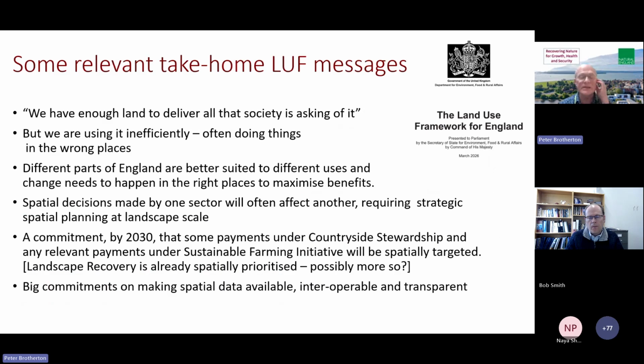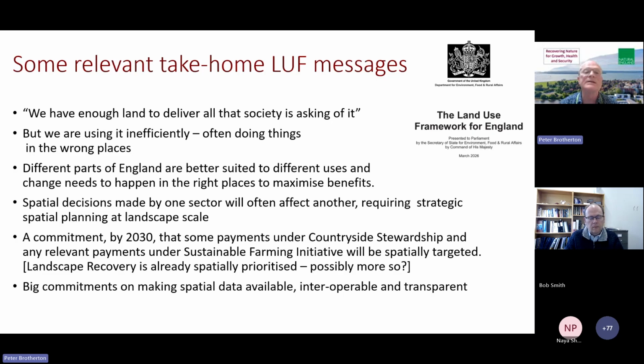Here are some take-home messages. Perhaps optimistically, but perhaps you would expect a government framework of this nature to say that, it asserts that we have enough land to deliver everything that we need of it. It doesn't say we'll go to 100% food security, of course, that isn't the plan, but it does talk about being able to deliver current ambitions that we want of land with the land that we've got. But it stresses that we're using it really inefficiently. We're often doing things in the wrong place.